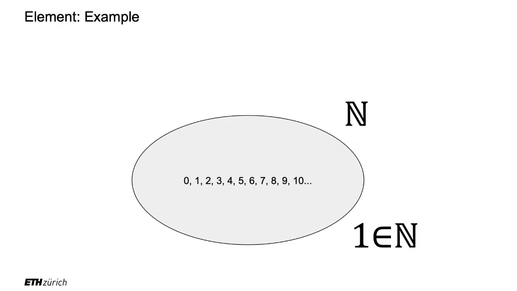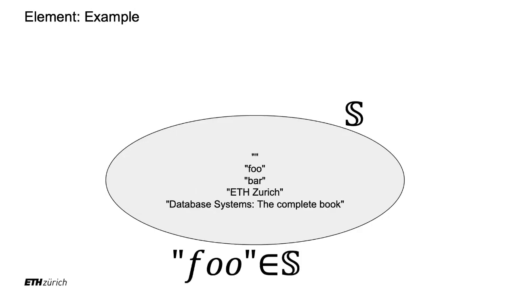Here is an example of an integer 1 that belongs to the set of natural numbers. So 1 belongs to N. Here you have an example of a string foo that belongs to S, the set of strings.